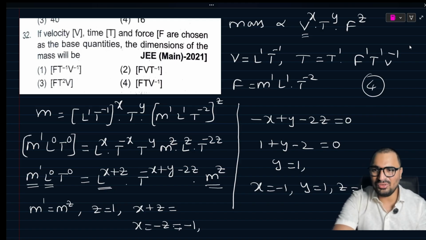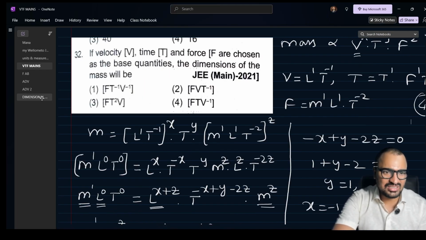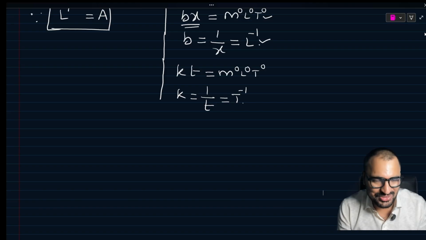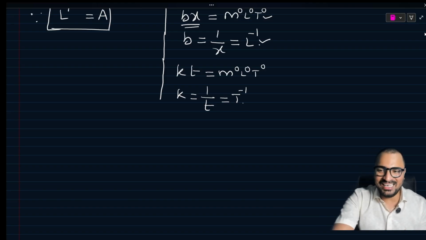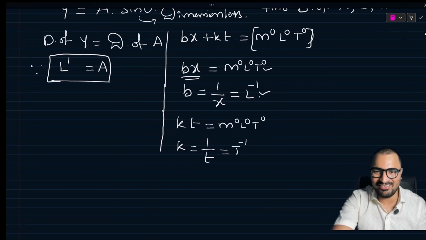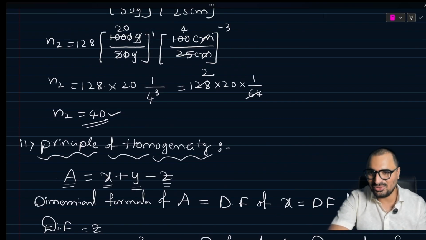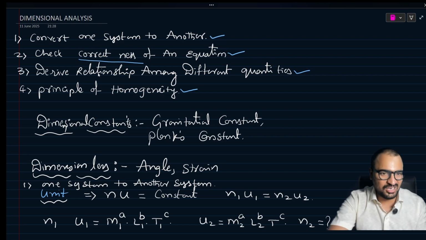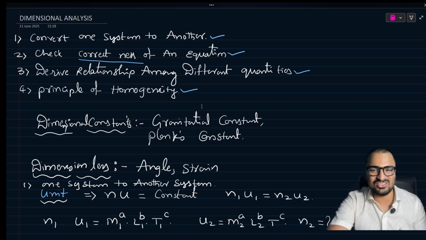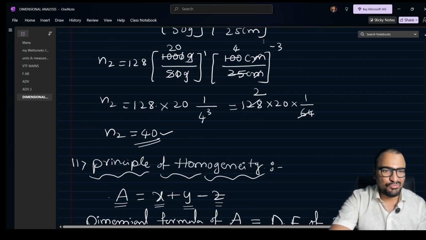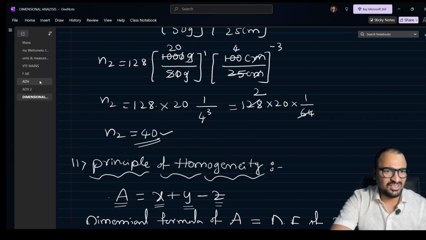So we have seen two methods: principle of homogeneity and conversion to the new system. And the third one, to identify the unknown. Actually, whatever we have solved now comes under conversion, as well as determining the unknown equation, or checking the correctness of the equation, and we have also done the relation between different quantities. Yes. So we can see one more problem which is given in an advanced examination.